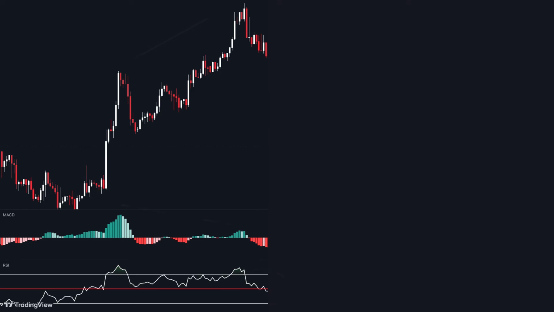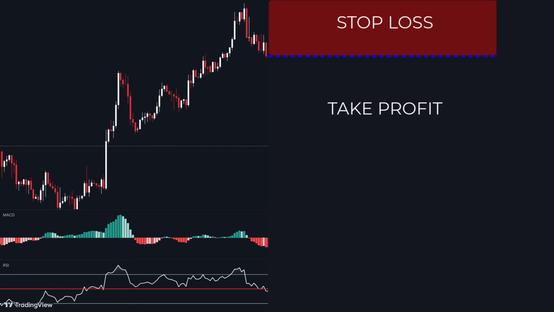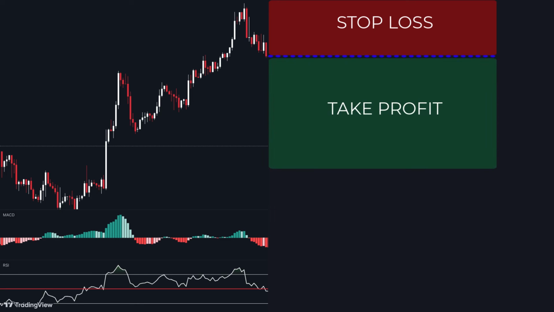Once all the rules have been followed, we can place our sell order at the close of the candle and set the stop loss above the previous high. We will set the take profit order at 2 times the risk taken. Well, now let's see how it runs.